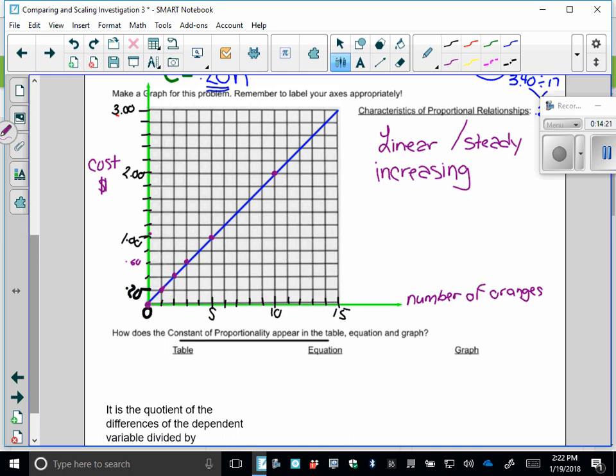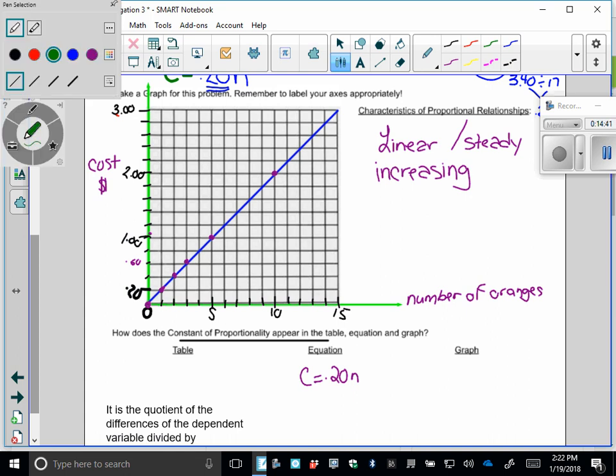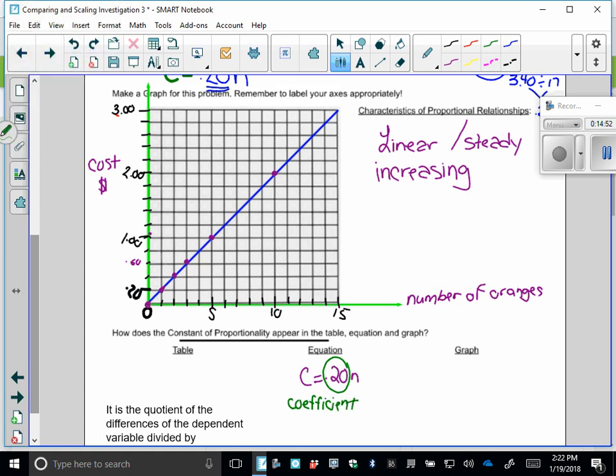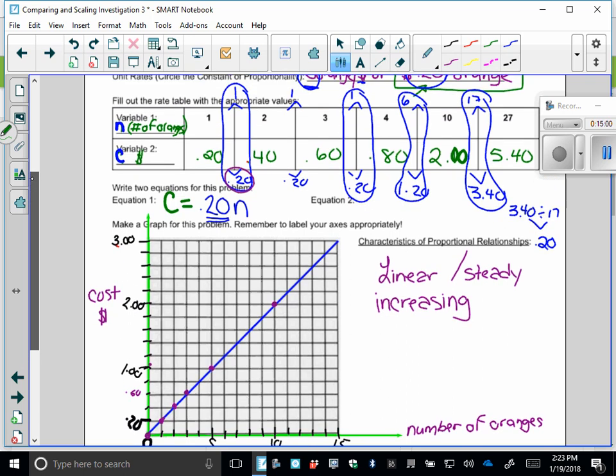Okay? Right. So this is what I want to show you guys. Down here, Tyler made the equation cost is equal to 20 cents times the number of oranges. And the constant of proportionality we already talked about showed up as the coefficient. That's called the coefficient. That's a big word, you learned it last year. It just means a number before a variable. And in the table, you guys can put in your own words how the constant of proportionality shows up.